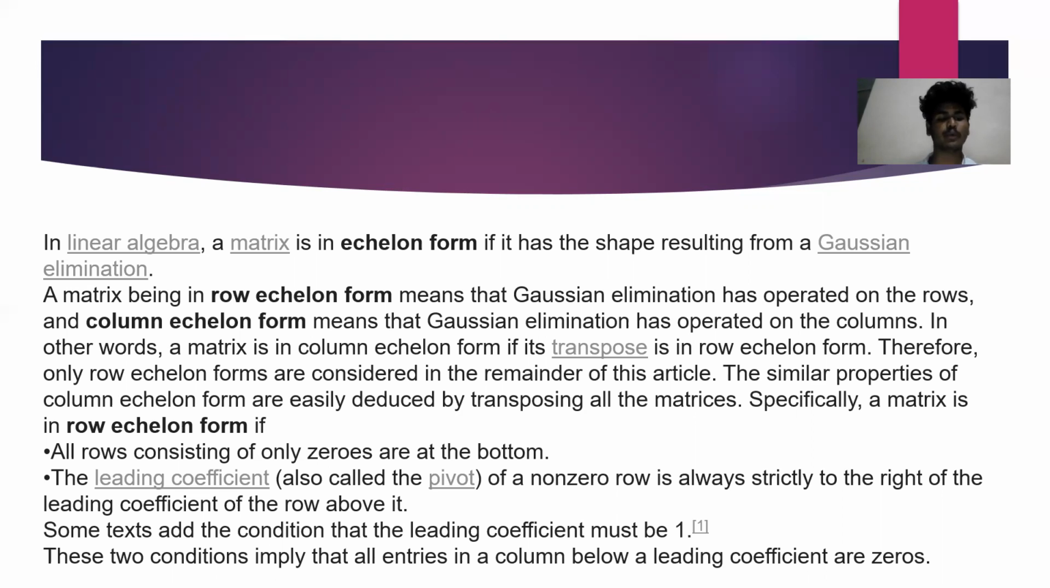Specifically, a matrix is in row echelon form if, in this we have 2 points, all rows consisting of only zeros are at the bottom. And the next is the leading coefficient, also called the pivot, of a non-zero row is strictly to the right of the leading coefficient of the row above it. Some texts add the condition that the leading coefficient must be 1. These two conditions imply that all entries in a column below a leading coefficient are zeros.